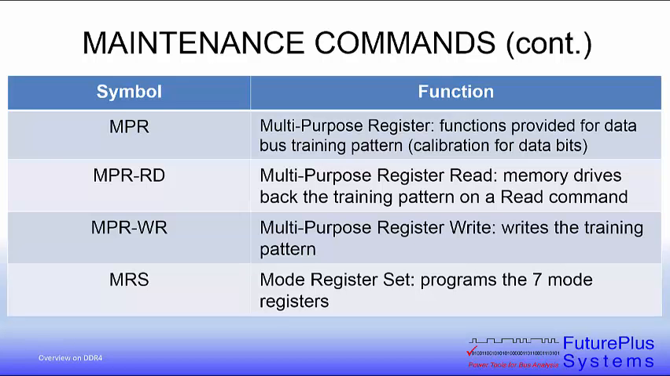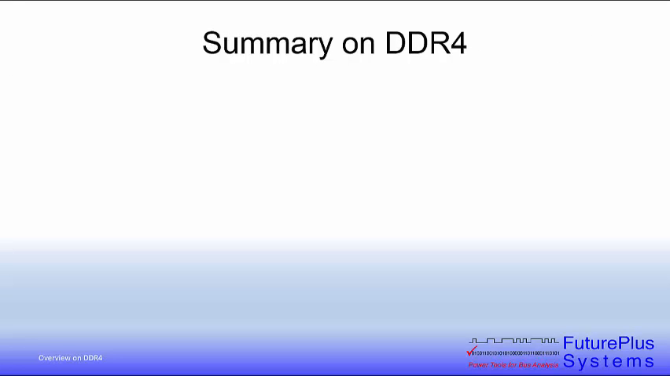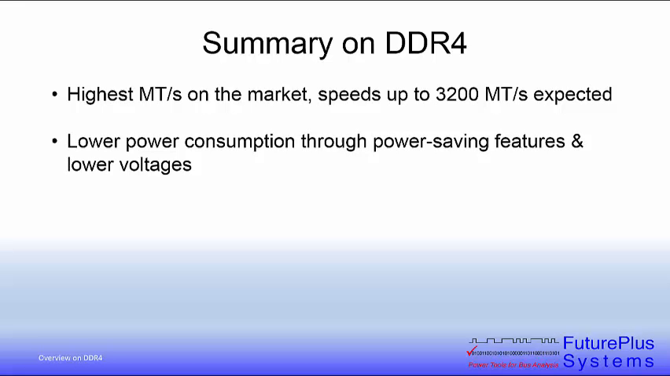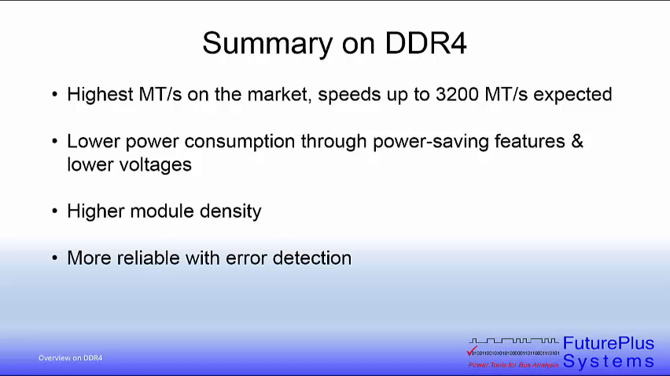Well, that's it for my overview on the latest generation of DRAM memory, DDR4. Just to summarize my main points again, DDR4 comes with the highest megatransfers per second on the market, with projected speed increases bringing it to 3,200 megatransfers per second. It utilizes lower power consumption with its improved power-saving features and lower voltages. It has higher module density than DDR3. And lastly, it is significantly more reliable due to new and improved error detection features.